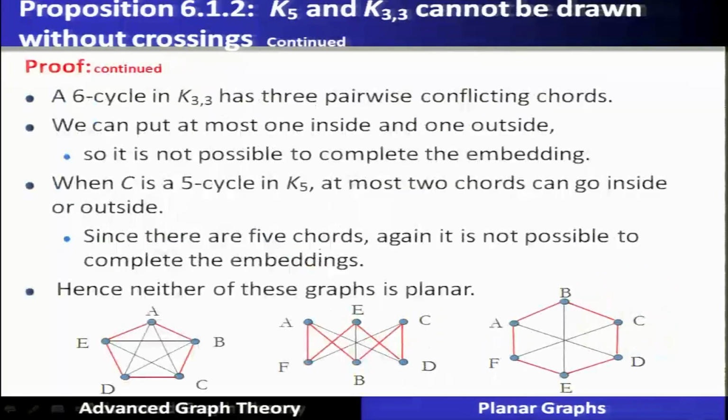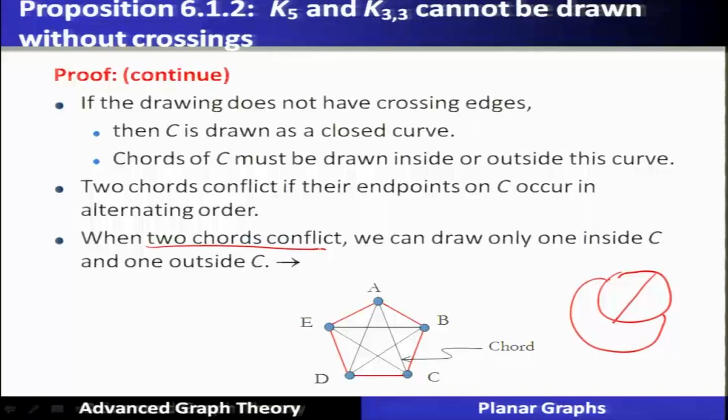Let us see, with this concept, whether we can draw K5. Here we see that this is the spanning cycle. Let us draw one chord, and redraw another chord. So far there is no crossing problem. Now, to take this chord, we can draw it from outside, and if we consider this one, we can also draw it from outside.